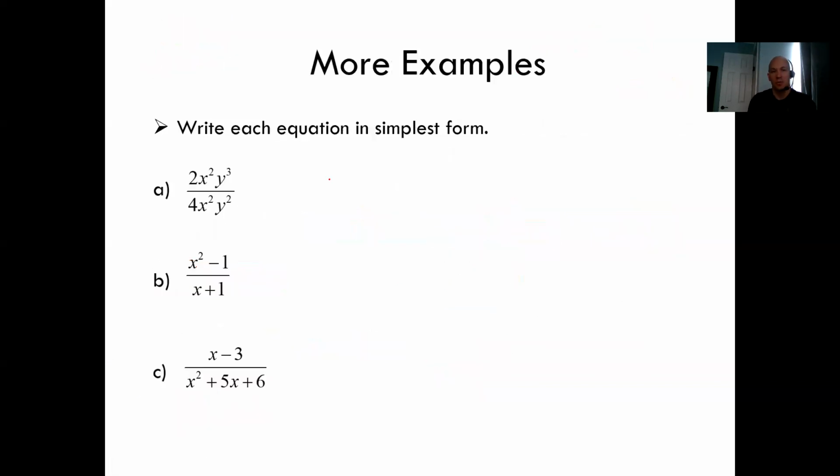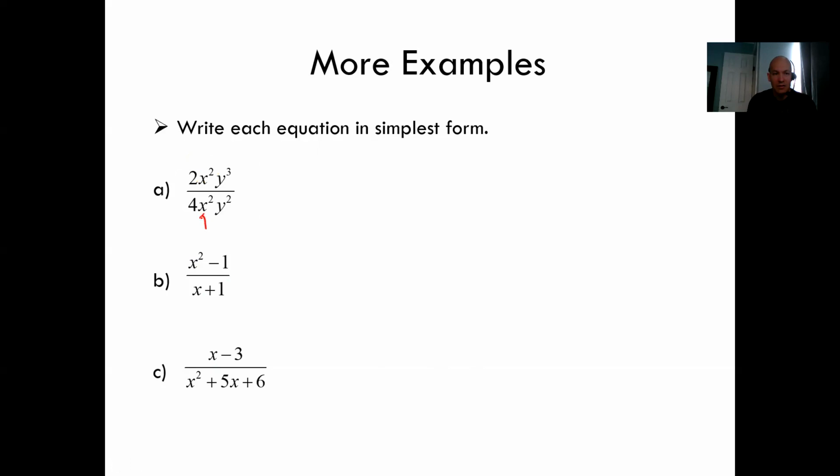Okay, here's a couple more examples. Write each equation in simplest form. We're just doing canceling, which is not really complicated. The only thing we're really focusing on is making sure we get our non-permissible values. So for the first one here, I don't have to do any factoring to see my NPVs.